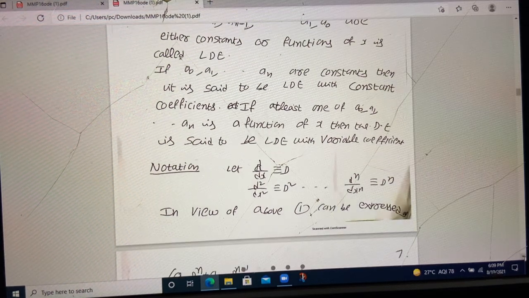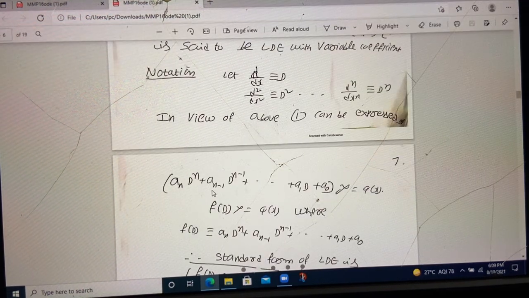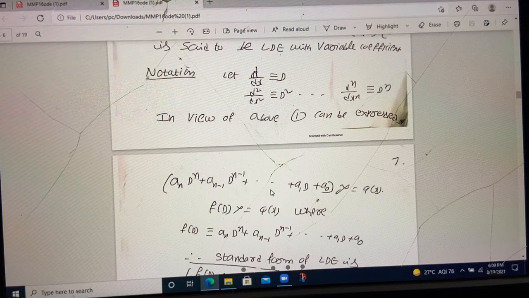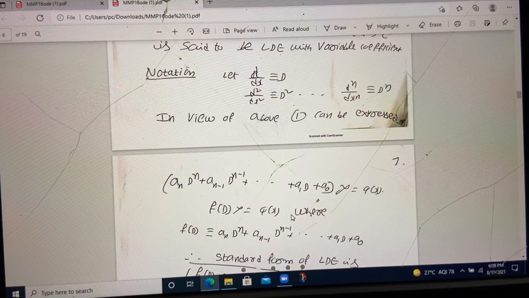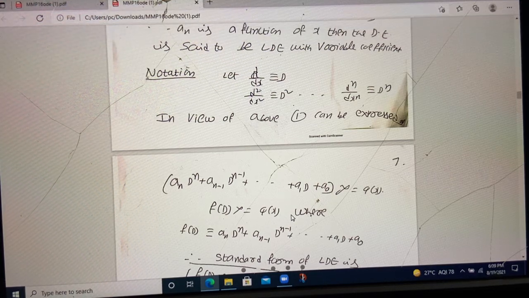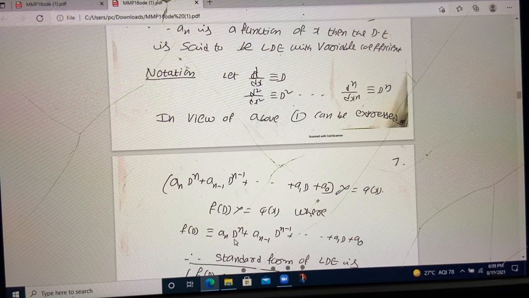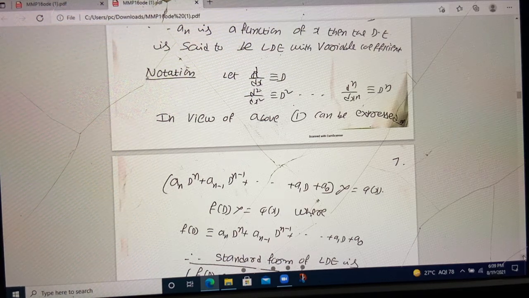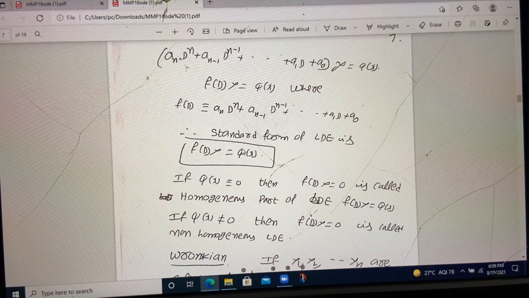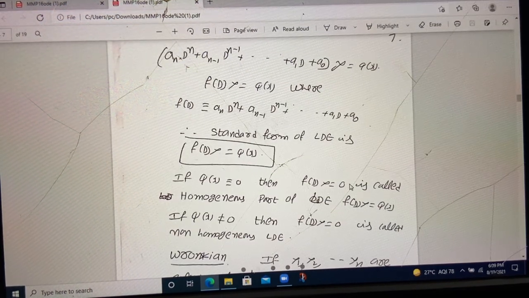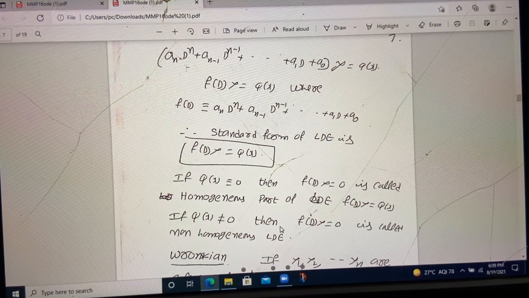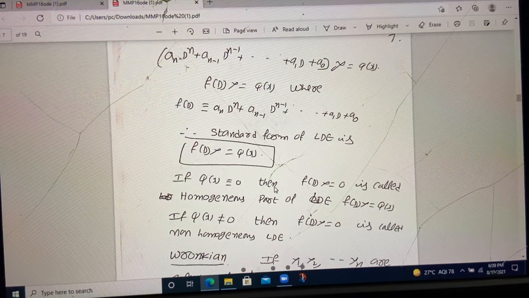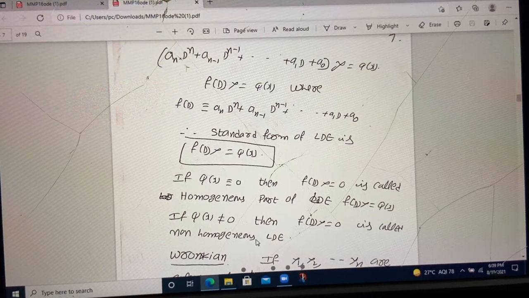Because we have assumed D is d by dx, in view of this notation, we can rewrite the given equation in this particular form. This is what is called the standard form of a linear differential equation. Now this is an operator. If Q of x is 0, that is f of D on y equals 0, this part is called the homogeneous part of this LDE. If Q of x is not 0, then it is called a non-homogeneous linear differential equation.